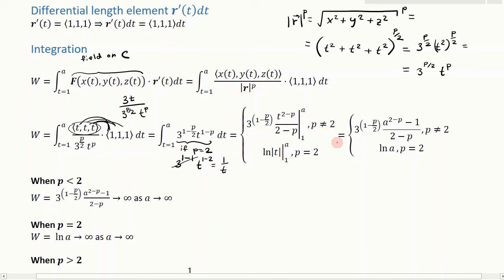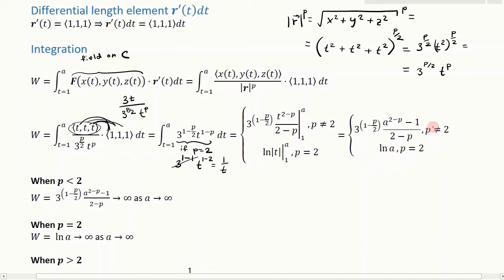Now I evaluated this at endpoints a and 1, and I got this constant. Then 2 minus p stays the same, and now I plugged in a. I got a to the power of 2 minus p, minus 1. Here I got ln of a minus ln of 1, but ln of 1 is 0, so we only have ln of a.